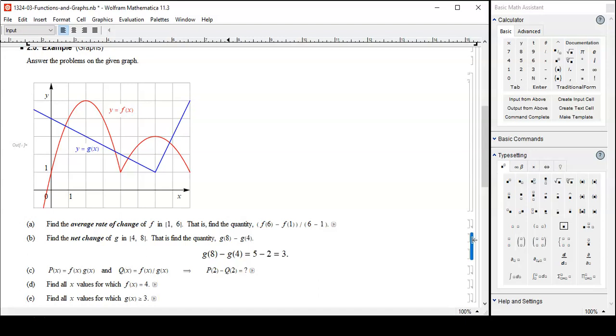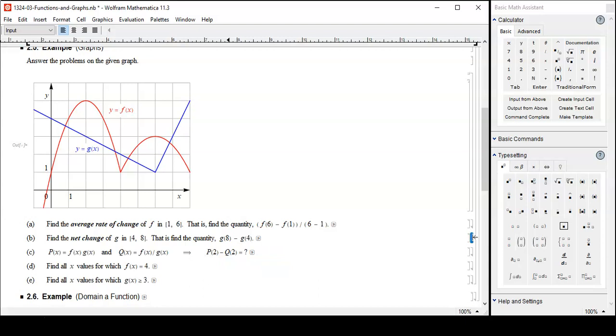Excuse me, I must have miscounted. 2, 3, 4, 5, 6. 1, 2, 3, 4, 5, 6, 7, 8. And then the y-coordinate is 1, 2, 3, 4, 5. Sorry, g of 8 is 5. Because 5 minus 2 is 3. Previously, I miscounted. This is right.